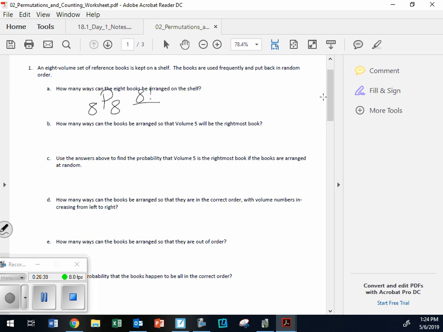8 factorial over 8 minus 8, which is 0 factorial. By the way, that is defined as 1. If you ever hit 0 factorial, it means 1. You can check it on the calculator if you don't believe me. 0 factorial is 1. So then that means 8 factorial, which means you could have done it with blanks, which would have been 8 choices for the first book. 7, 6, 5, 4, 3, 2, 1.